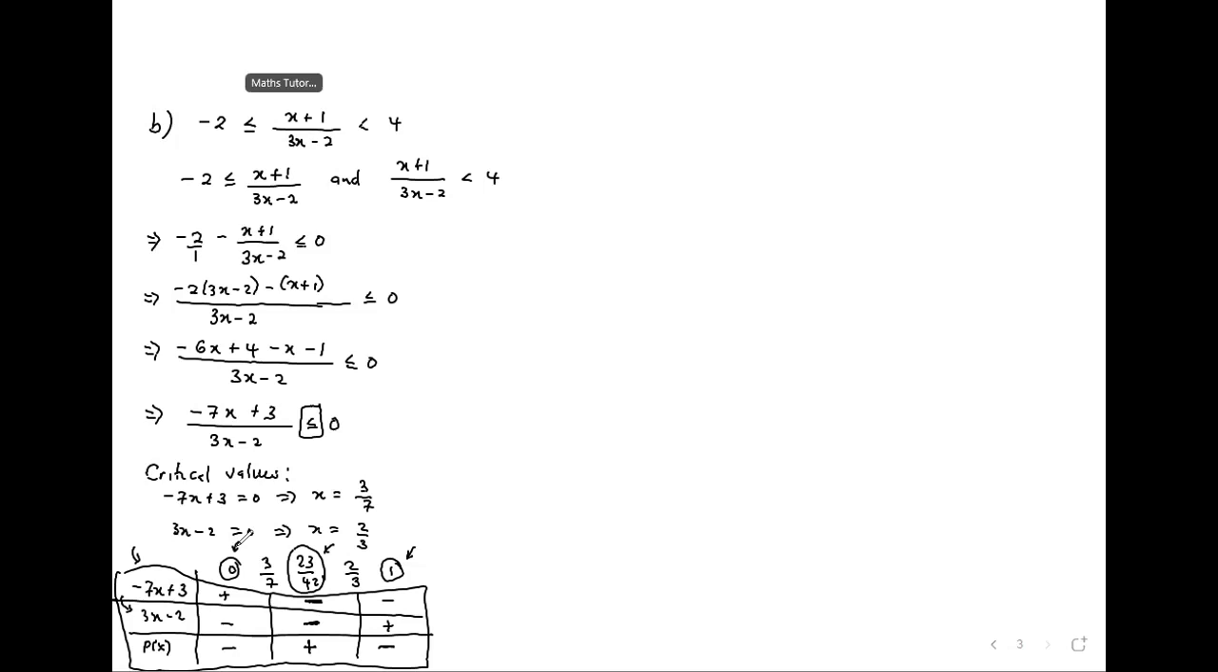So since we have less or equal to, we'll have our solution set to be negative infinity all the way up to 3 over 7. And check where it is coming from the numerator. So we include it, union 2 over 3 to infinity. Now we're not yet done. When you get this, you call it solution set 1.